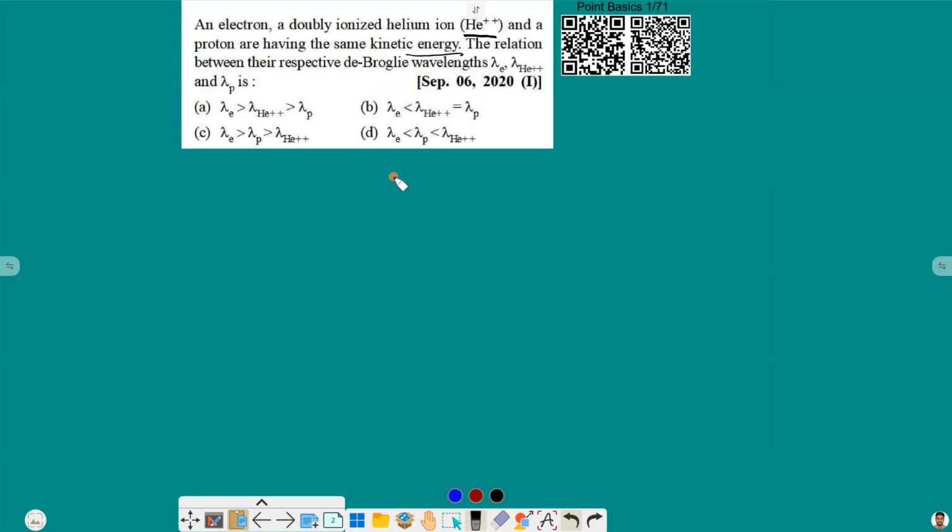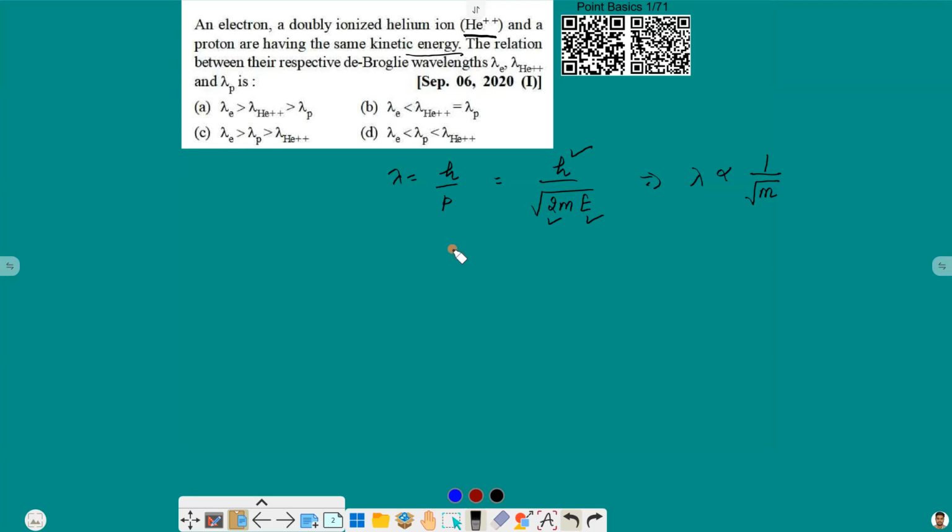So we know that de Broglie wavelength, that is lambda, is equal to h by p. Now, it is mentioned that they have the same kinetic energy. So this momentum p can be written in terms of kinetic energy as under root 2mE, where E is the kinetic energy. From this we can see easily that h is constant and 2 is constant, same for both, and energy is also the same for both. So I can write that lambda is inversely proportional to under root of m.